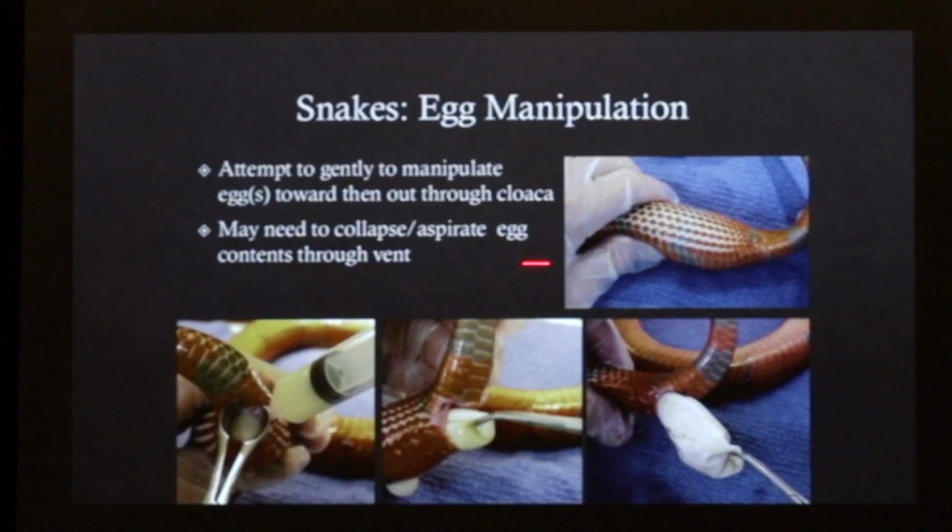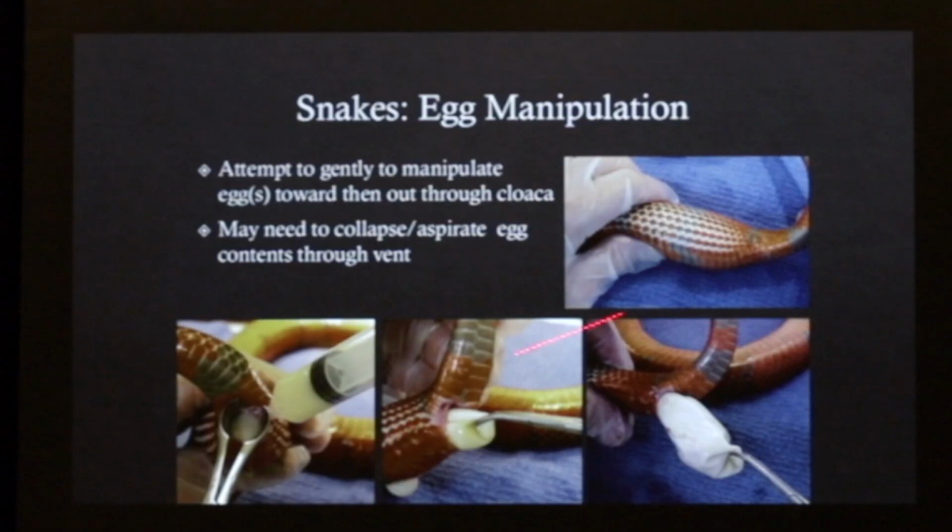So what we do is, once the animal's relaxed, asleep and under anesthesia, if I can gently work that egg down towards the cloaca like I was able to do here in this Honduran milk, then I can sometimes aspirate the fluid out of it, collapse it, and then gently remove it. And we don't have to do surgery. We can get that egg out. And if there's another behind it and that one slides down and moves, then we can manipulate those out.